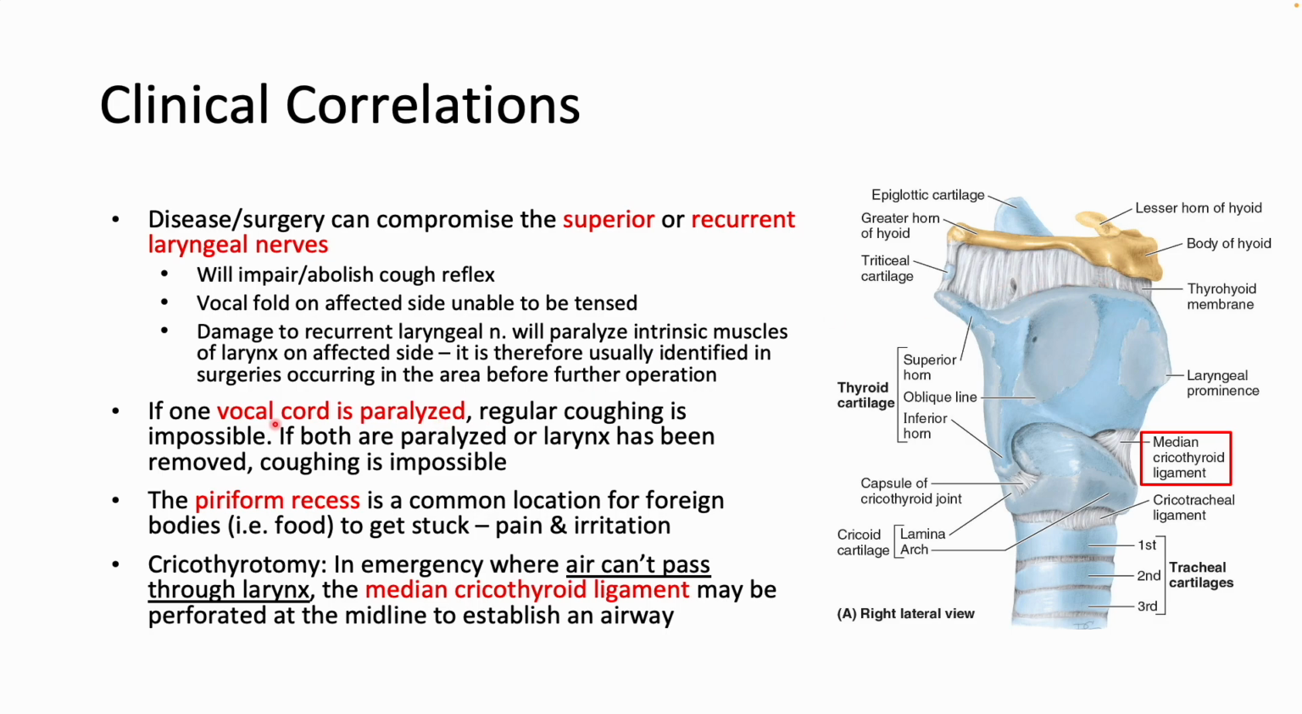So our vocal cords, if one of them gets paralyzed, then regular coughing is going to be impossible. You're going to have messed up, weird coughing. If both of them get paralyzed, or the larynx has been removed, then coughing will be impossible.